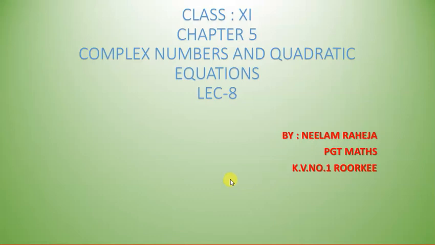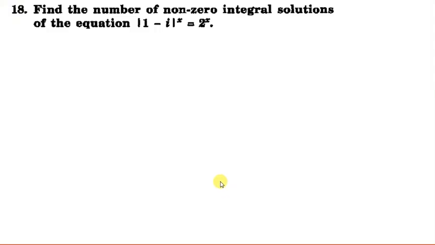Good morning, students. Today we will do some more questions of miscellaneous exercise of chapter 5. This is the 18th question. Find the number of non-zero integral solutions of the equation modulus of (1 minus i) raised to the power x equal to 2 raised to the power x.